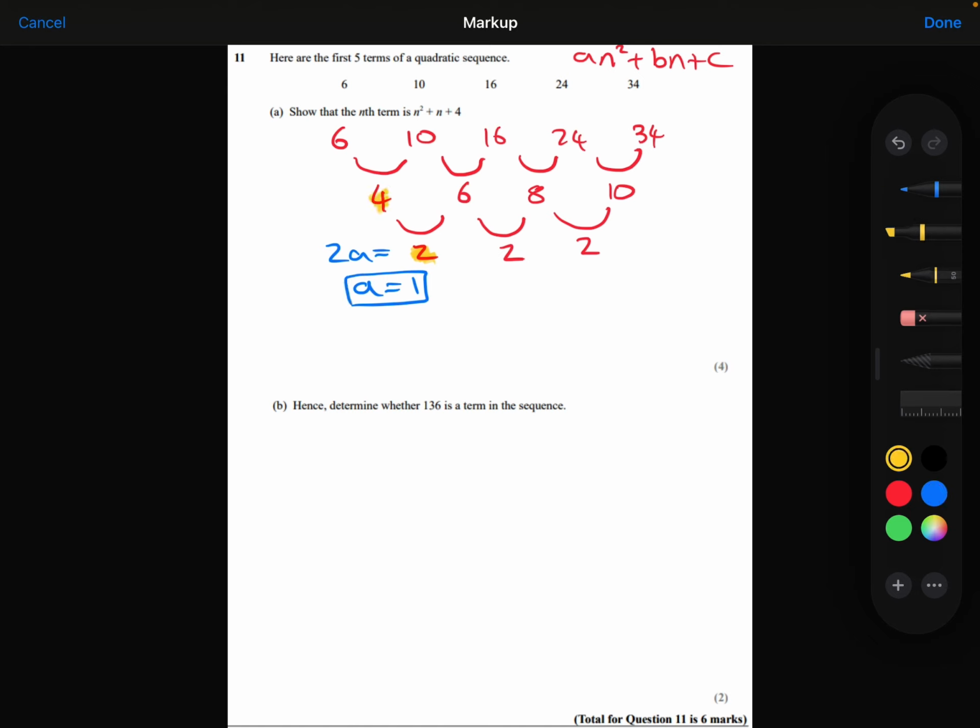I know that this term here is always equal to 3a plus b. And considering that we've just worked out that a is actually 1, 3 times 1 is 3, plus b is equal to 4, so b is equal to 1.